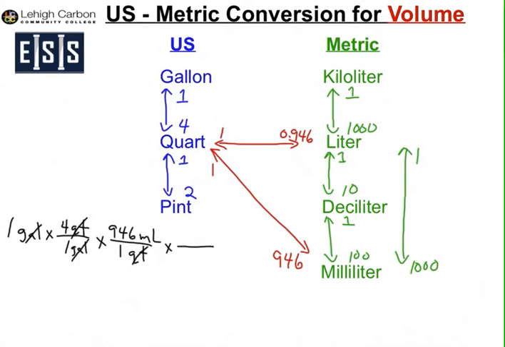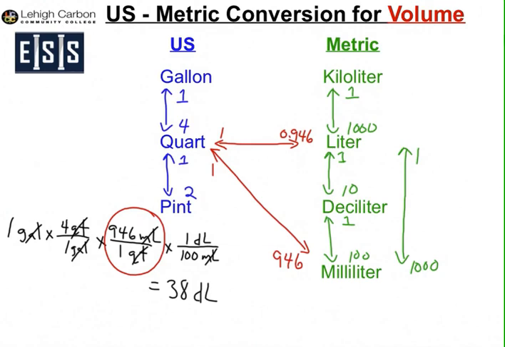But we want to go to deciliters, so we have to do one more. There are 100 milliliters in 1 deciliter. Now the milliliters cancel and we have our answer in deciliters. And if you did this multiplication and division, you would end up with about 38 deciliters are equivalent to 1 gallon.